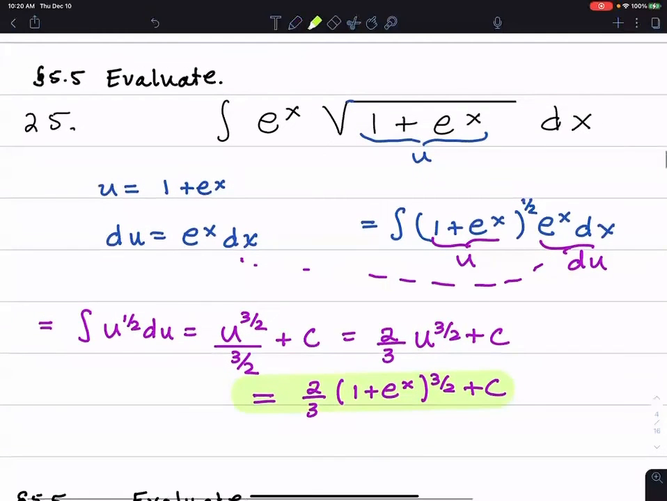All right, are there any questions about that? I forget how you found the 1/2 for 1 plus e to the x.